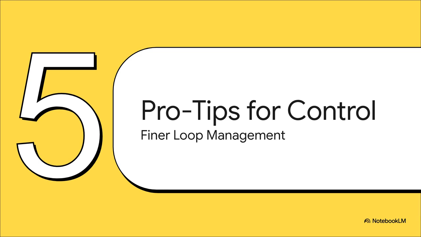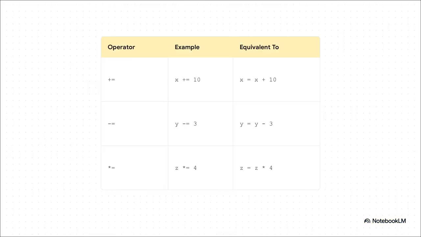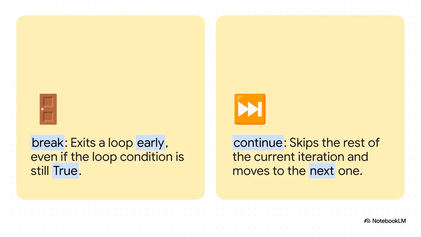All right, you've got the two main types of loops down. Now, let's cover a couple of quick pro tips that will make your loops cleaner, more efficient, and give you much more precise control. First up, don't let the fancy name augmented assignment operators scare you. This is just a super convenient shortcut. Instead of writing out x = x + 10, you can just write x += 10. It does the exact same thing, but it's cleaner, it's faster to type, and it's perfect for updating variables inside your loops.